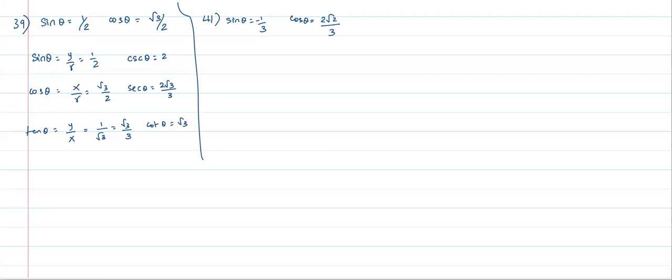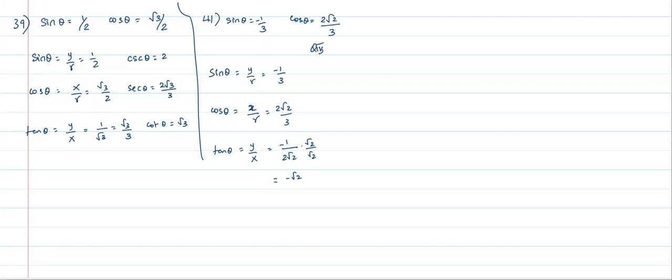Okay, next one. Sine is negative, cosine is positive. That puts me in quadrant 4. So sine theta is y over r, which is negative 1/3. Cosine theta is x over r, which is 2 root 2 over 3. Tan theta is y over x, which is negative 1 over 2 root 2. You can rationalize this by multiplying and dividing by root 2, and that gives you negative root 2 over 4.